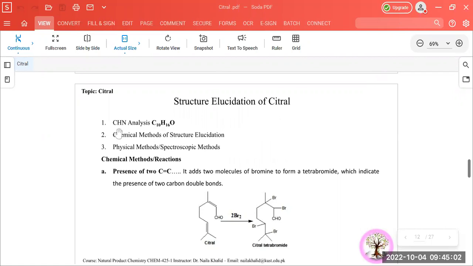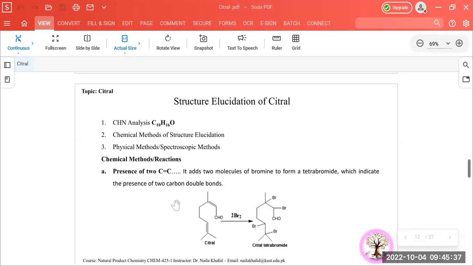First of all, when we carry out CHN analysis, we find that the formula of citral is C10H16O. And we carry out a series of chemical tests, known as chemical methods for the structure elucidation. From those chemical tests we take evidence about which basic features are present in the structure of citral. And the third main step is the spectroscopic evaluation of the structure of citral.